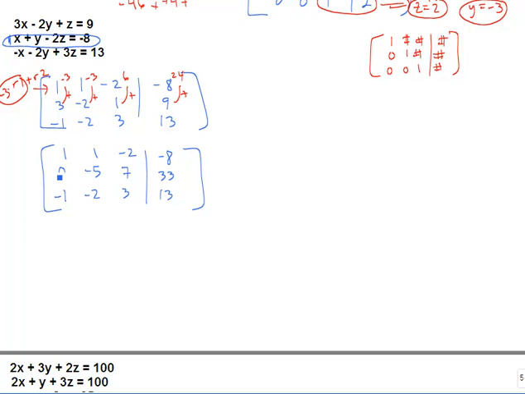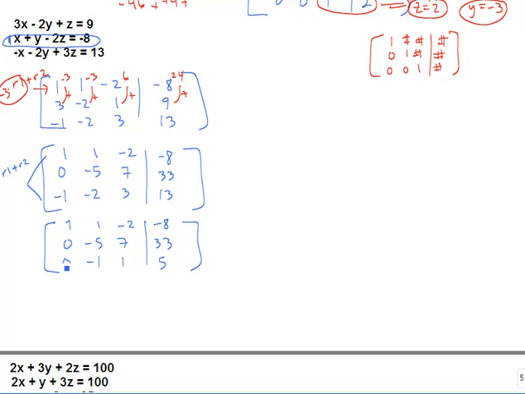Now we want to get a 0 in this bottom position, which we can do by just adding row 1 and row 2 right away because they are already the same number and opposites. So we're going to keep row 1 the same. We're going to keep row 2 the same. And row 3 is going to be my answer when I add. So 1 plus negative 1 is 0. 1 plus negative 2 is negative 1. Negative 2 plus 3 is positive 1. And negative 8 plus 13 is 5. So we have our 1, 0, 0.